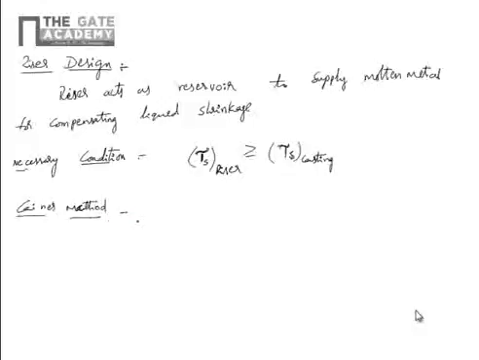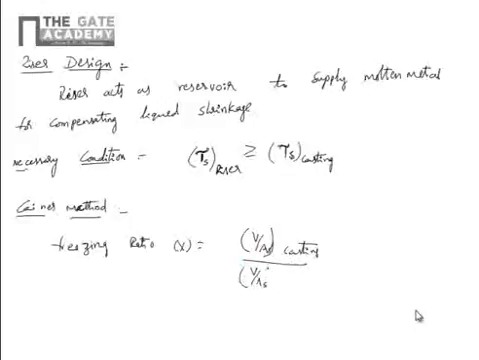According to Caine's method, the freezing ratio X equals V by AS of casting, divided by V by AS of riser.